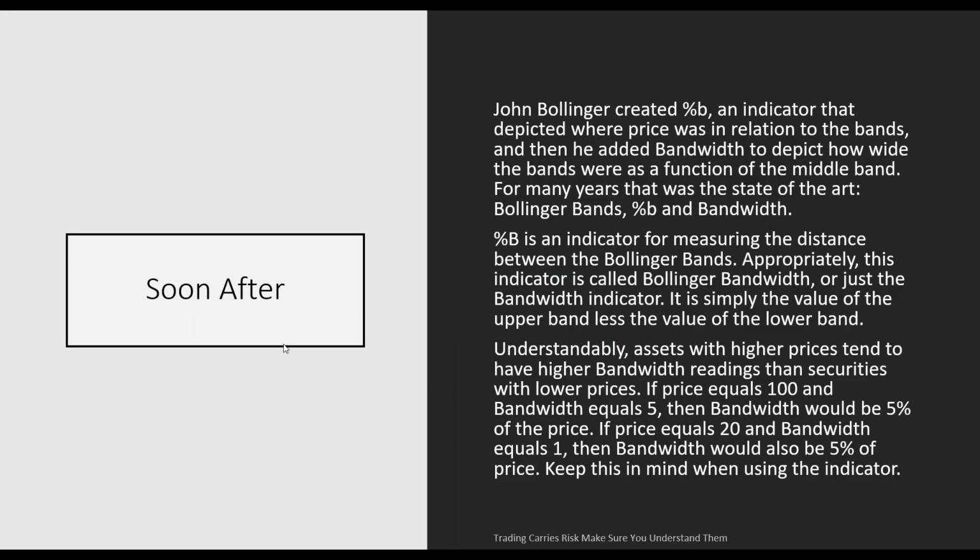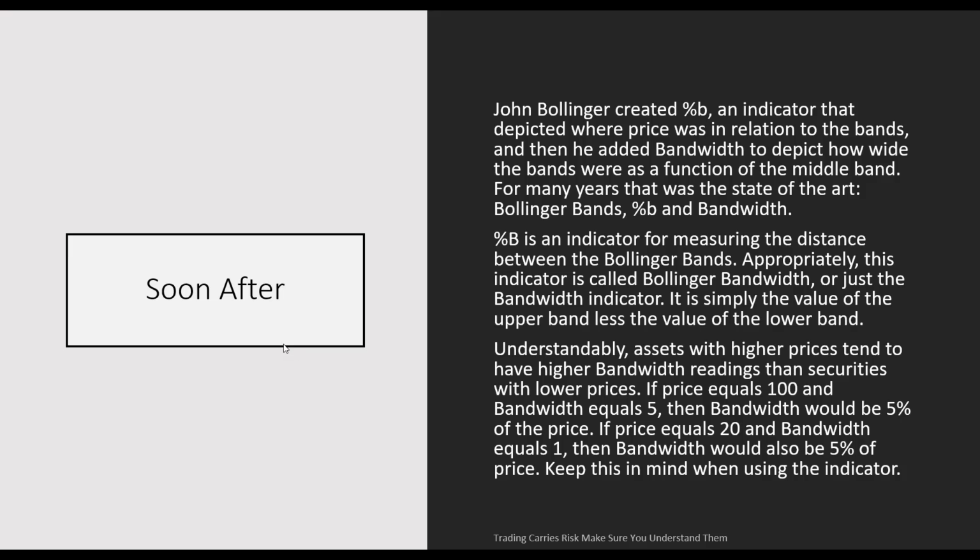So once Bollinger Bands became very well accepted and traders started to look for the width of the bands and tried to make some analysis, John Bollinger created what we call the percent B. And the percent B is an indicator that depicted where price was in relationship to the bands. And then he added bandwidth to depict how wide the bands were as a function of the middle band.